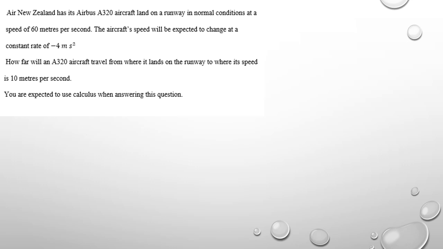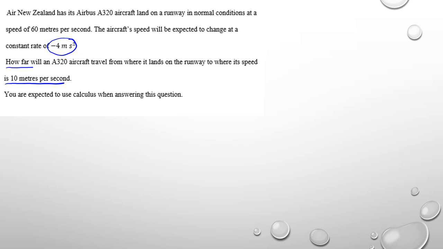Now the last question is about Air New Zealand. They say an aircraft is running in normal conditions at 60 meters per second. I'll just go straight to the question itself. It says how far the aircraft travels when it lands on the runway until its speed is 10 meters per second. So they want distance, and they're giving you acceleration, which is -4 meters per second squared.